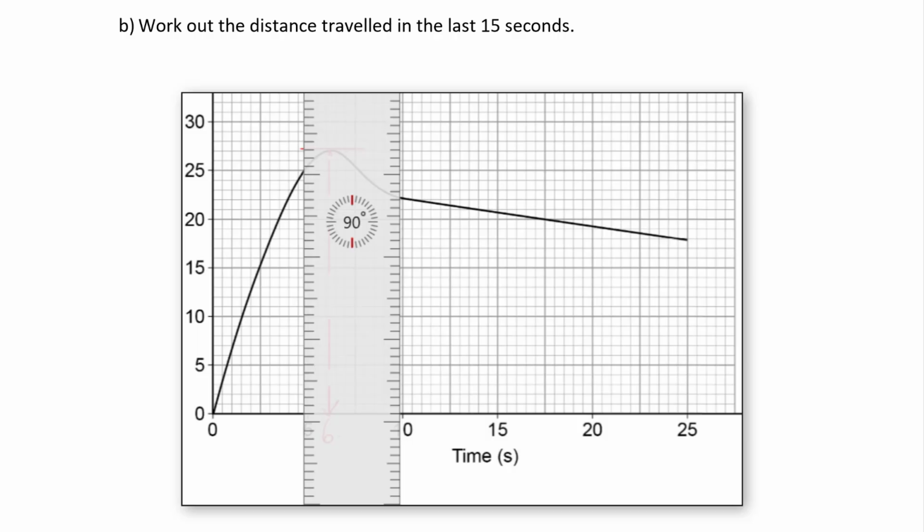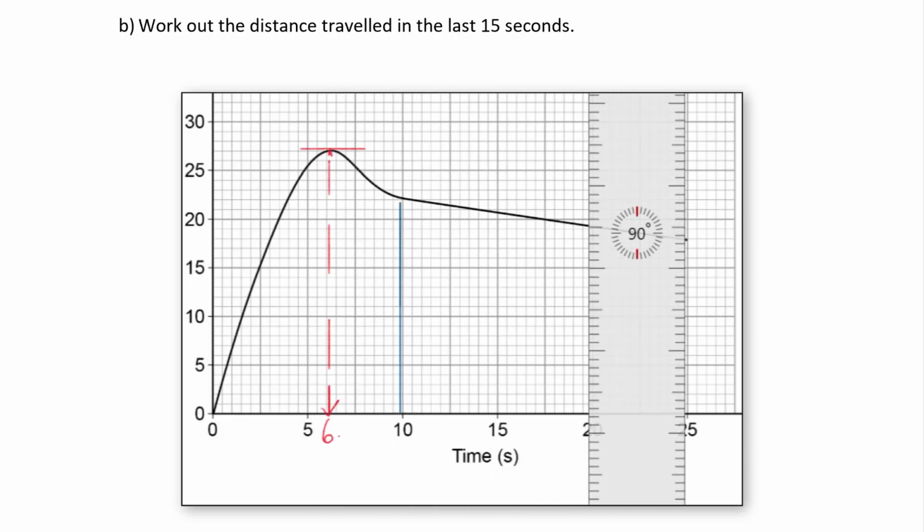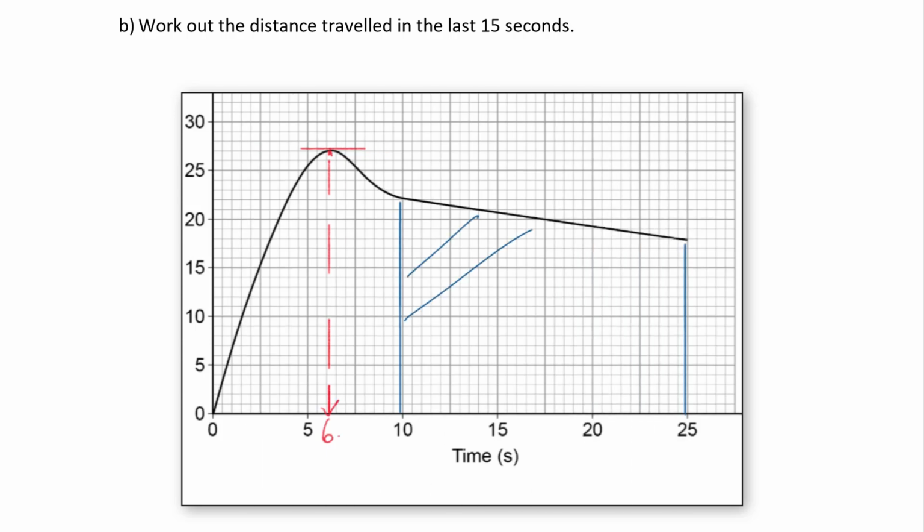Right. So from here down to here. Now you'll see that this section of the graph is a straight line. Okay, that's it. So this section here we're looking for. So the shape we've got is a trapezium. So the area of a trapezium is going to be the 2 parallel sides added together divided by 2 times the distance between them. So this is my A value here, isn't it?